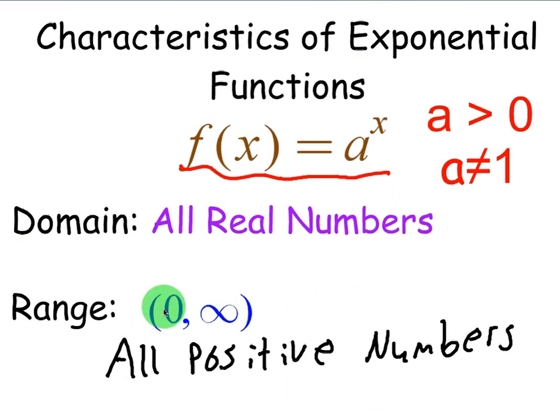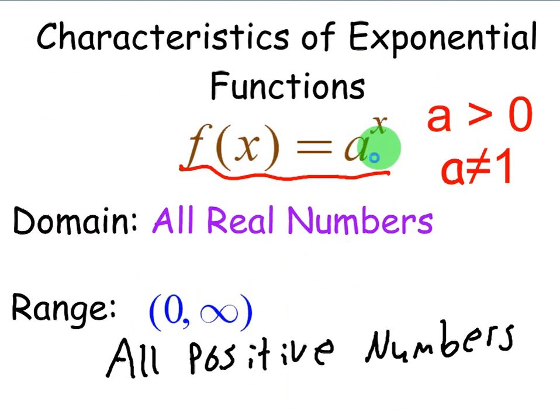So that's why the range is anything past 0 up into infinity. So you could just say all positive numbers for the range. The domain answer will also be the same. Domain is all real numbers. You can plug anything into the exponent and get something back. You won't get an undefined back.